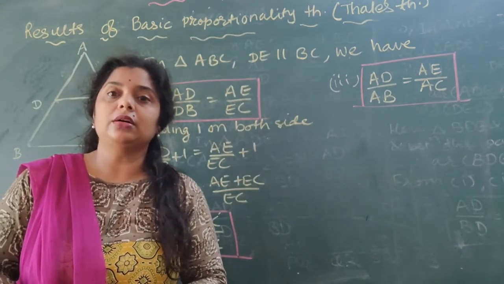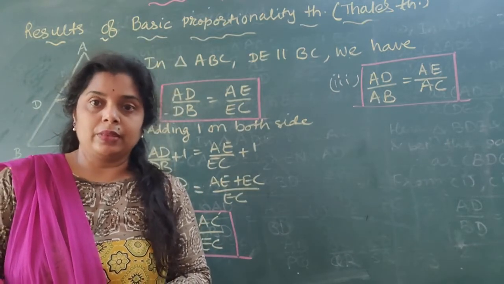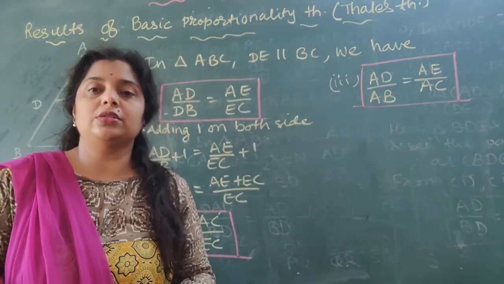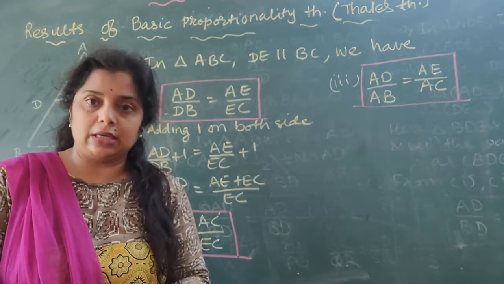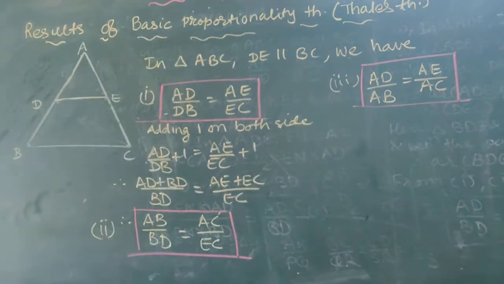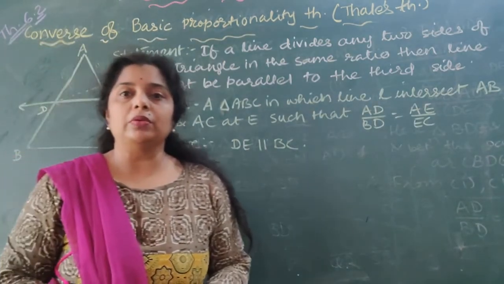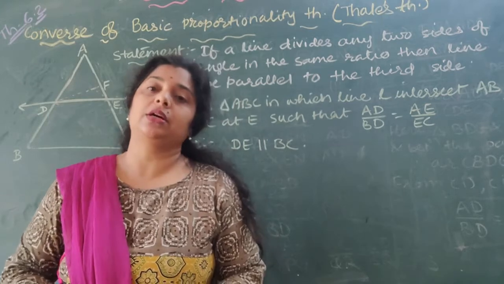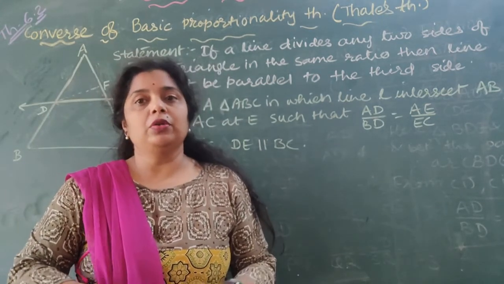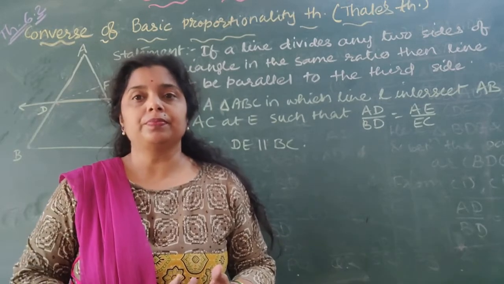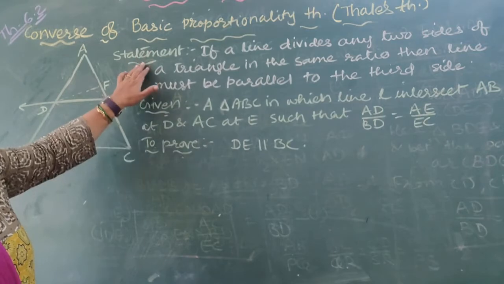Okay, so let's see what is the converse of the basic proportionality theorem. The proof is not given here, but we are going to see its statement first. Now let's talk about theorem 6.2, which is the converse of the basic proportionality theorem. We are going to first see its statement, then we will see its proof also. Now what is the statement?